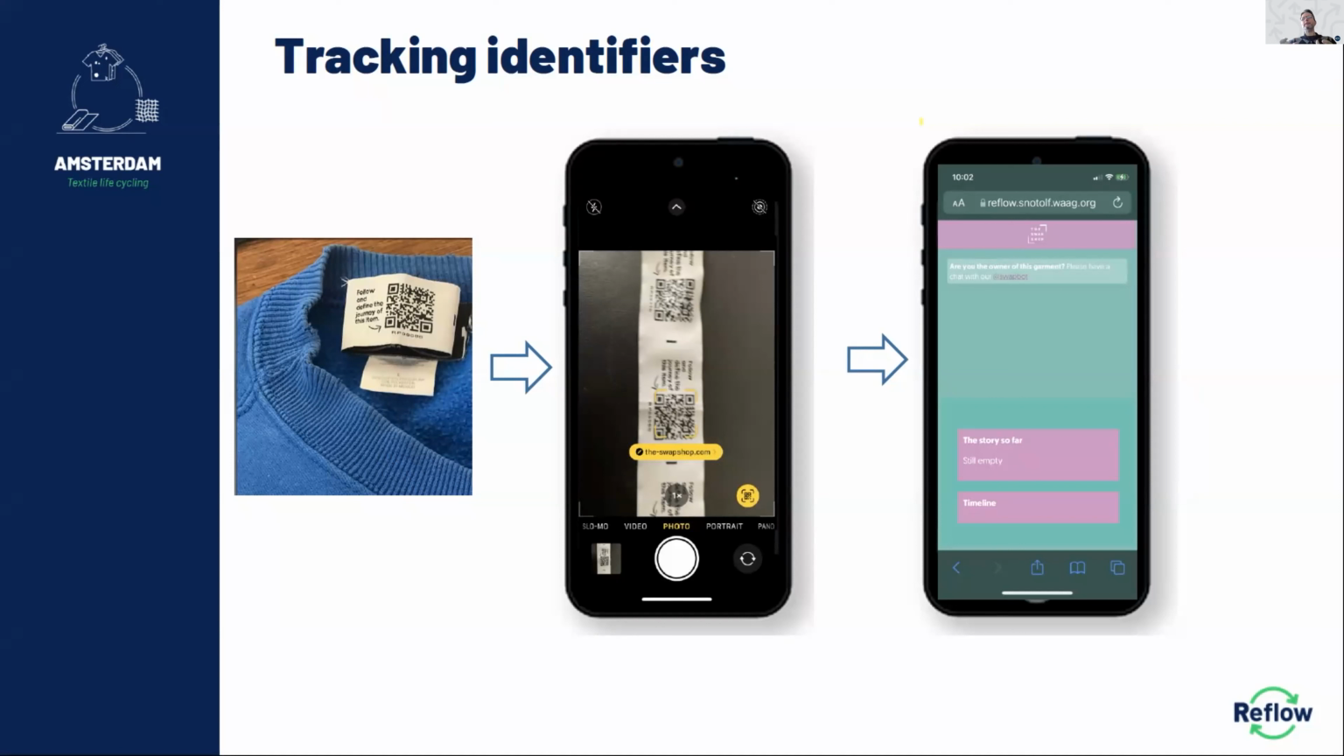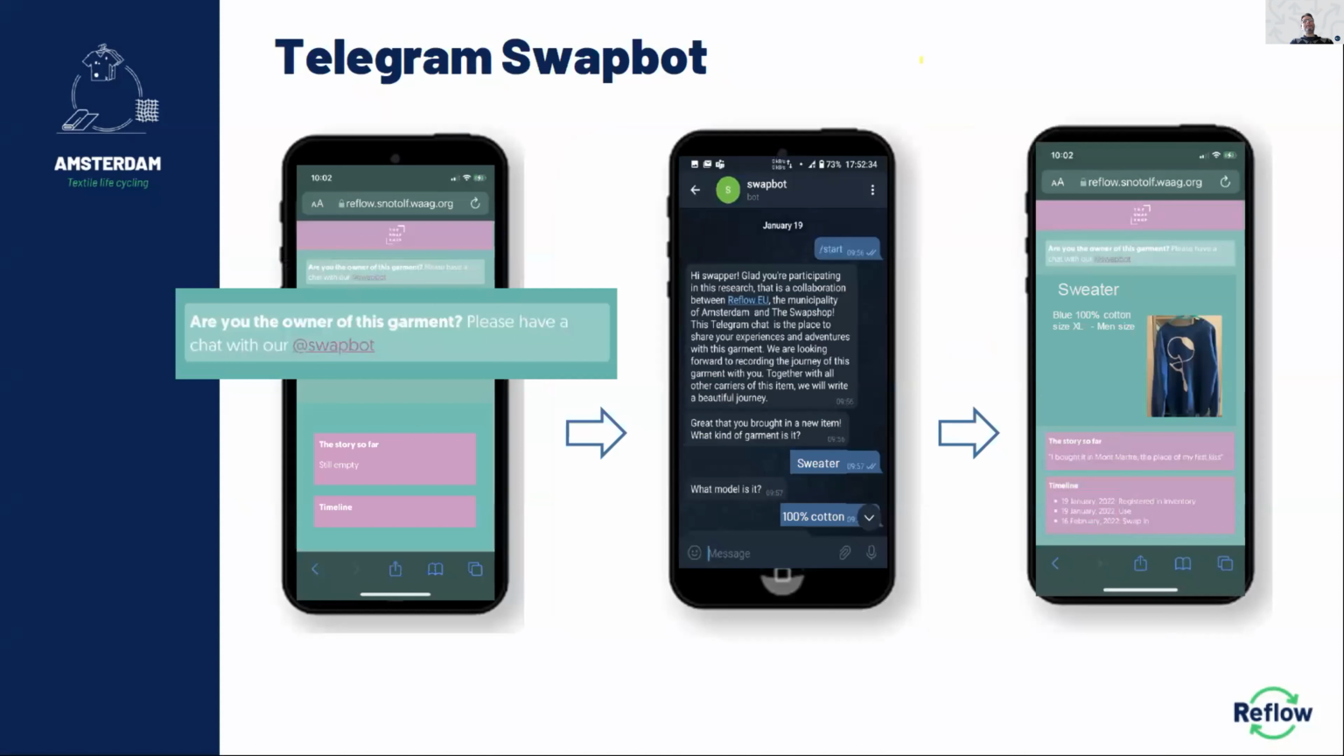So this is the first moment of contact between you, if you want, the digital world and the physical world. Basically, the physical object enters its digital twin into the system, which is at the moment empty. Now we zoom in on the top part of the web page. The web page invites the user: if you are the owner of this garment, please have a chat with our swap bot.